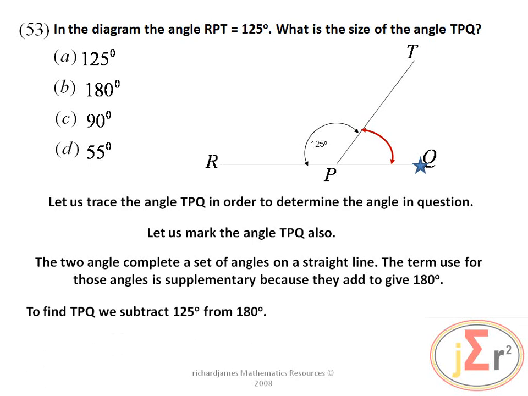To find TPQ, we subtract 125 degrees from 180 degrees. Our answer is 55 degrees, and that is represented by option D.